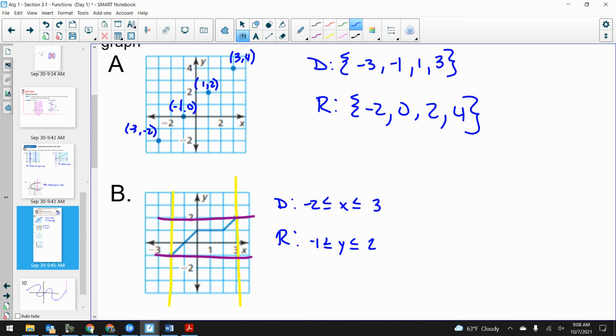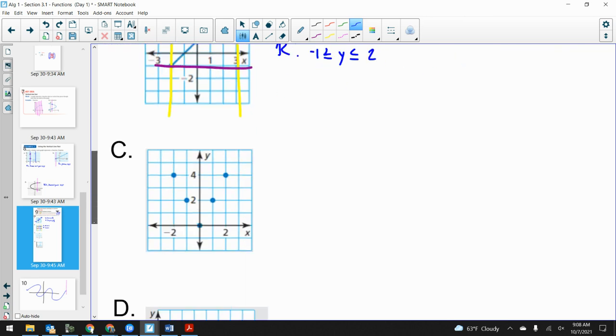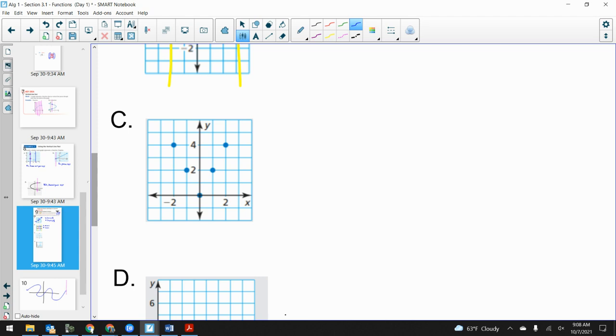Now, that's only for when it's a continuous graph. That's only for when it's like a filled-in line. If it's single solitary points, you just list them out. If it's a continuous graph like that, you have to do an inequality. Continuous graphs have the line connected. Right, connected line. That's what I mean by that.